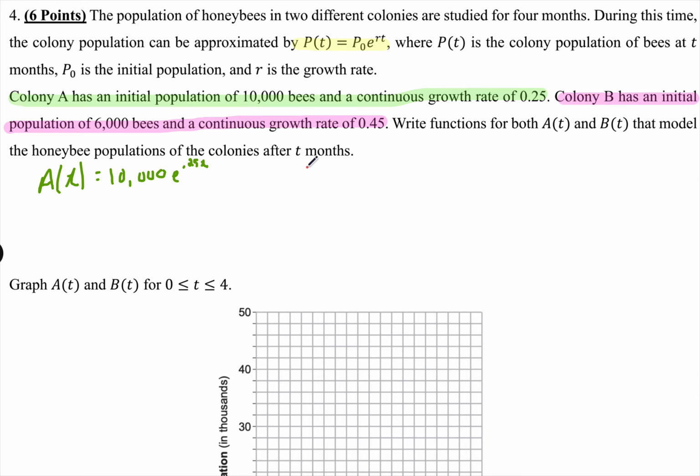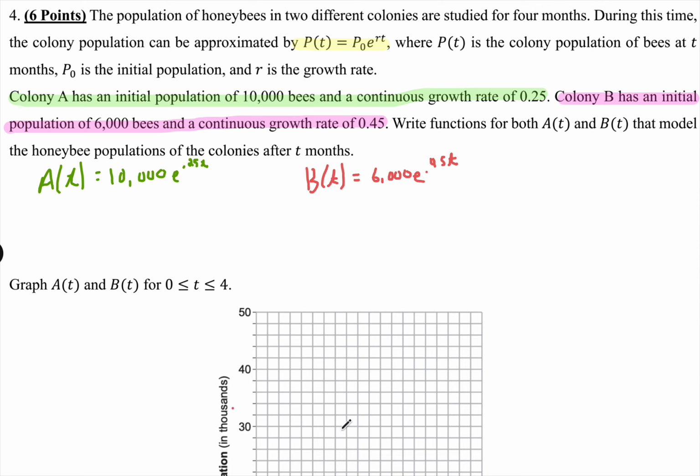Look at my second one, B of t is equal to what? What's my initial value? 6,000 bees, still times e raised to the power of 0.45 times t. First part done.